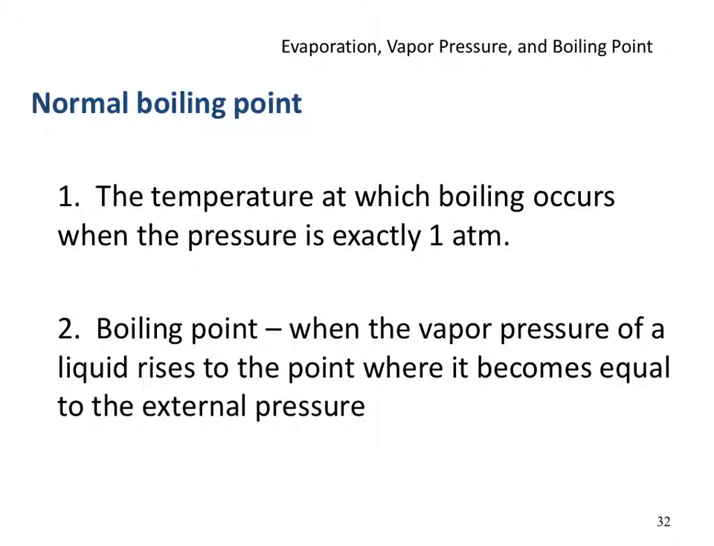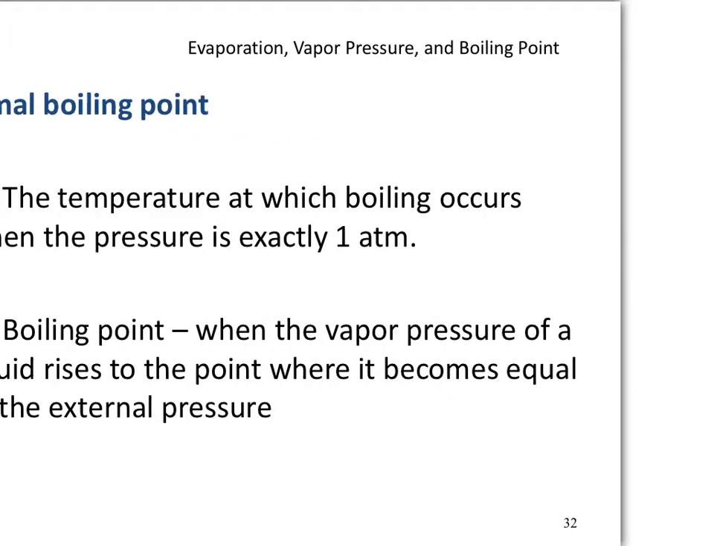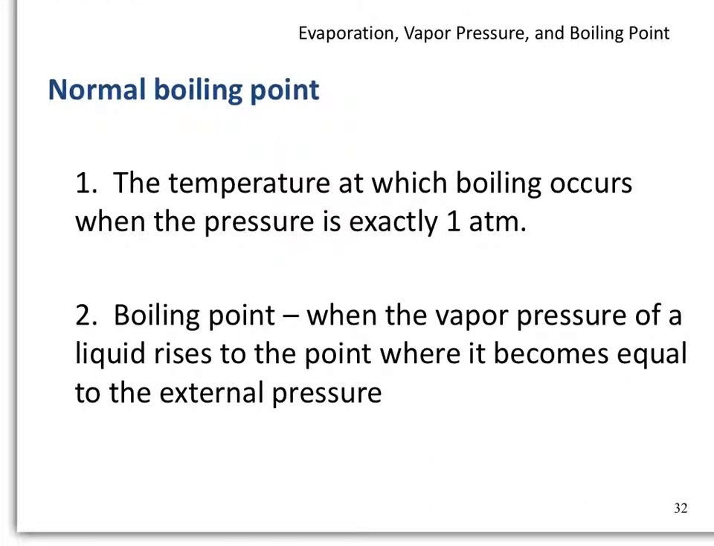Let's go over the concept of vapor pressure and normal boiling point. Boiling point is the temperature at which the vapor pressure becomes equal to the external pressure. And when this external pressure happens to be exactly 1 atm, we use the word normal. So normal boiling point will be the boiling point when the external pressure is 1 atm.